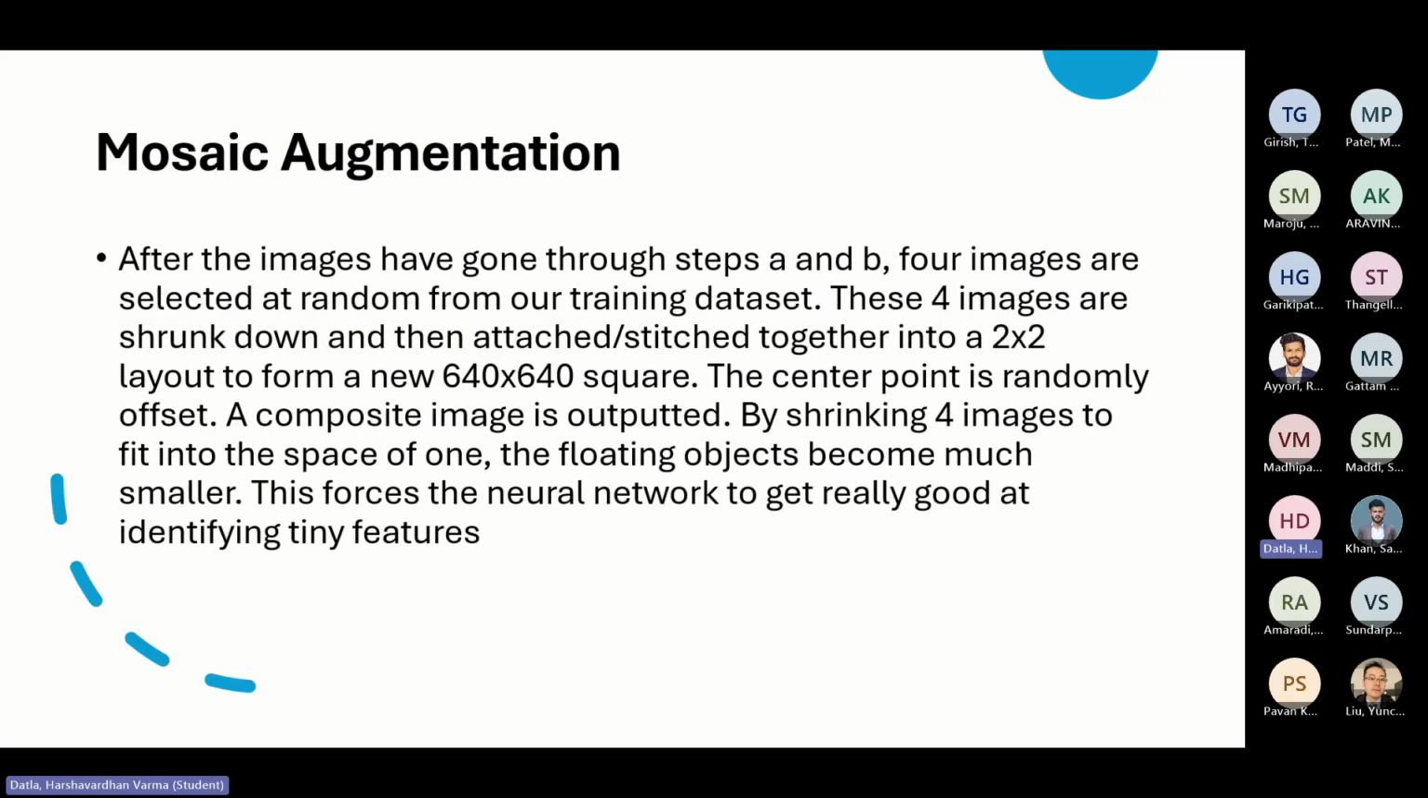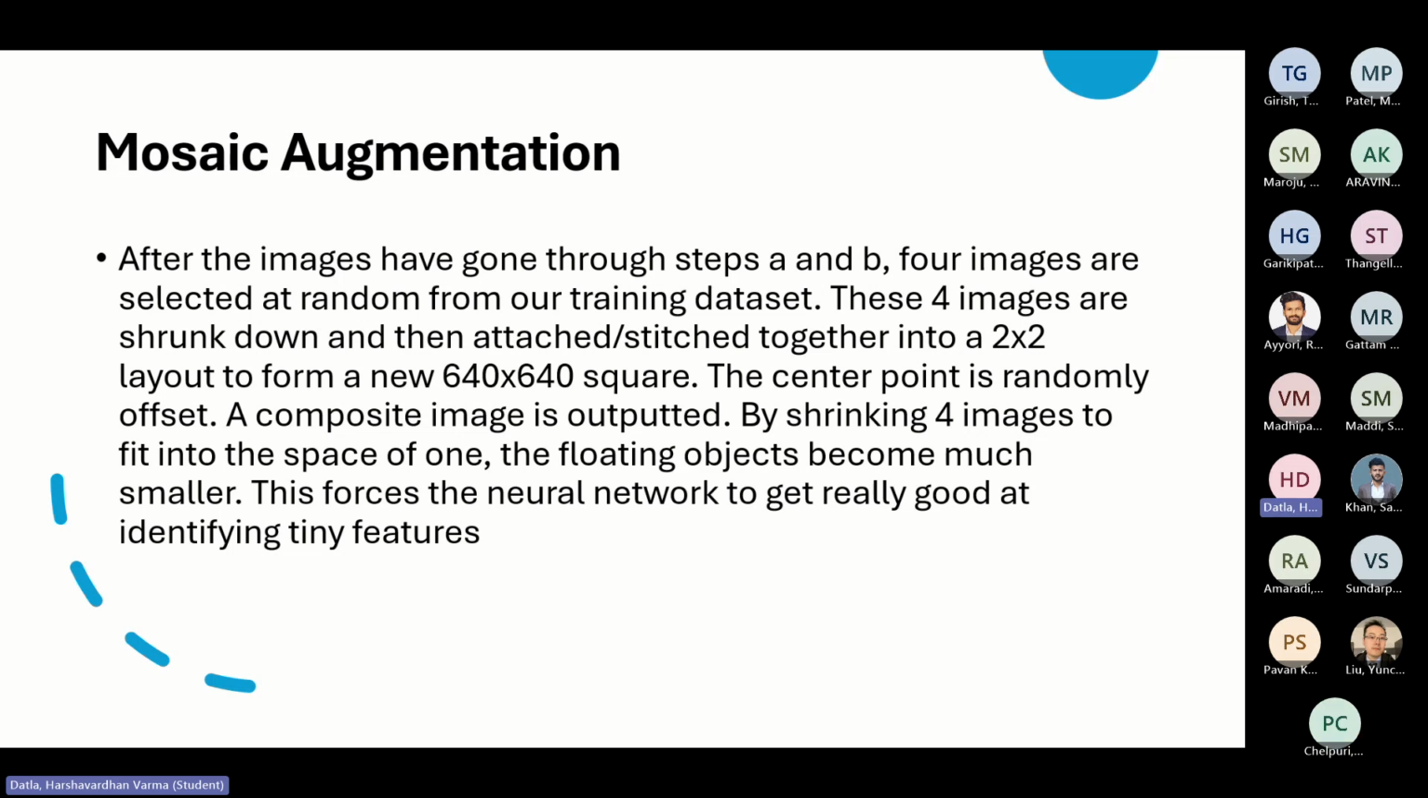The third step is the mosaic augmentation. After the images have gone through steps A and B, 4 images are selected at random from our training data set. These 4 images are shrunk down and attached together into a 2 by 2 layout to form a new 640 by 640 square. The center point of these stitched images is randomly offset, and a composite image is outputted. By shrinking 4 images to fit into the space of one, the floating objects become much smaller. This forces the neural network to get really good at identifying tiny features.